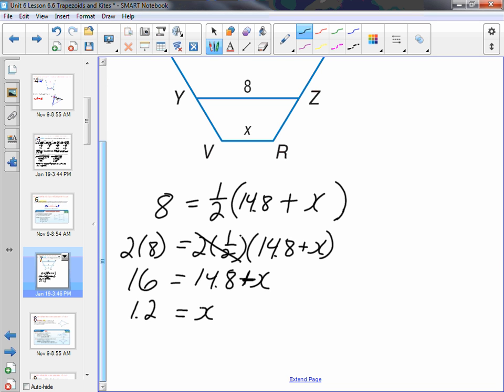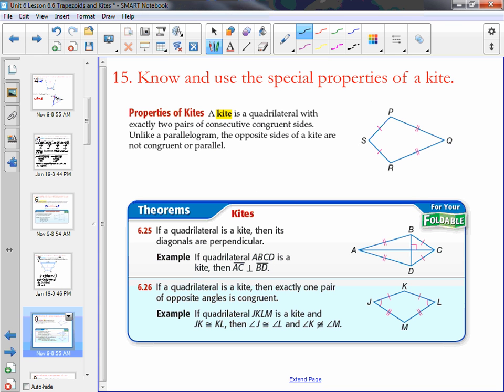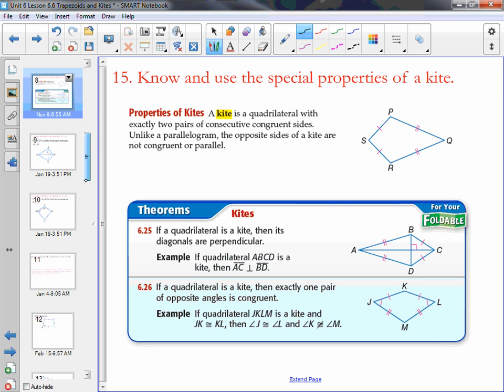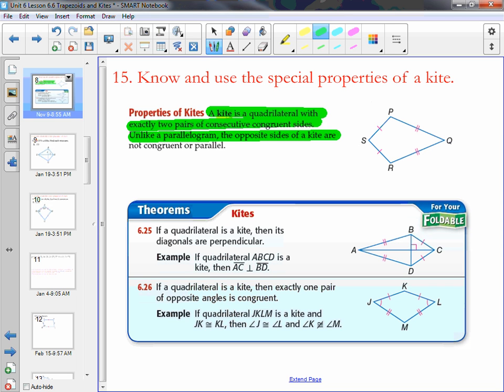All right. Questions on the mid-segment theorem? All right, we never have talked about a kite yet. The definition. And the definition's kind of weird. A kite is a quadrilateral with exactly 2 pairs of consecutive congruent sides. And then we got to kind of keep going for this to really sink in and make sense. Unlike a parallelogram, the opposite sides of a kite are not congruent or parallel. So in a kite, the only thing it's got in common with the parallelogram is it's got 4 sides.